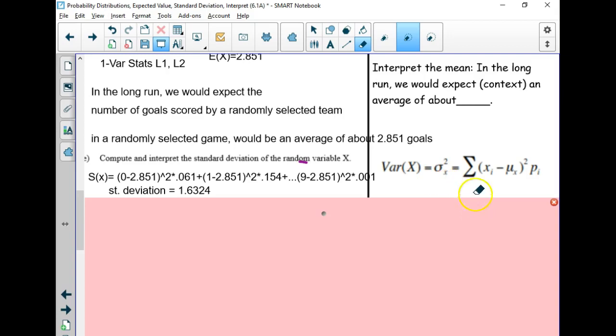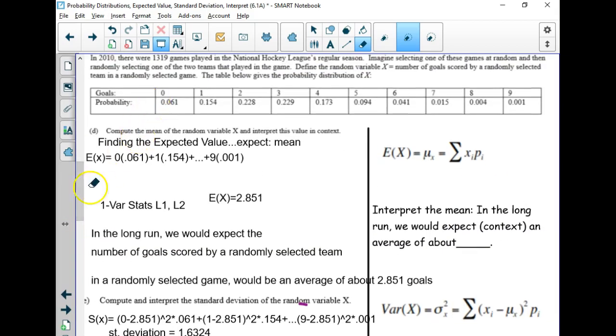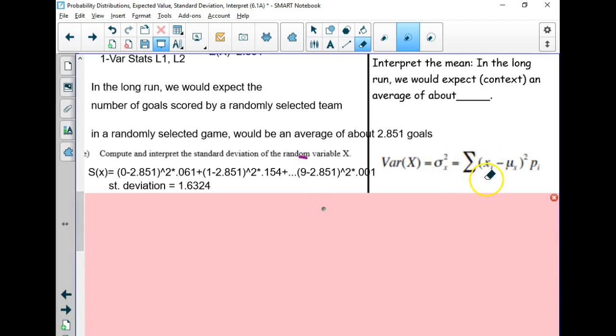And what they want you to do to compute that is they want you to take a bunch of sums again, okay? So they want you to add up a lot of things. We take the sum of our observation minus the mean of the distribution. We square it, and we multiply it times the probability of that observation. So I take my first observation. My first observation is 0 goals. That's that right there.